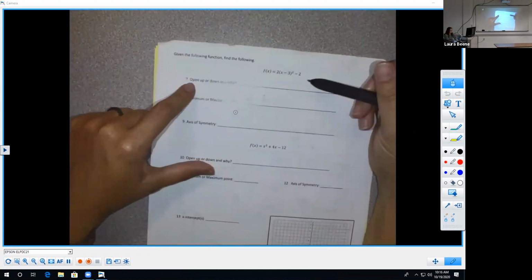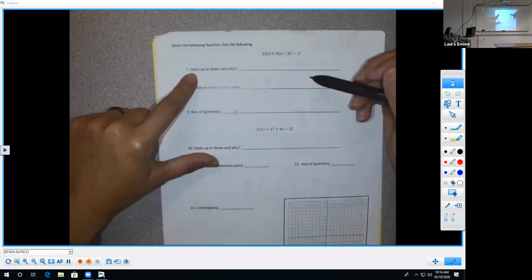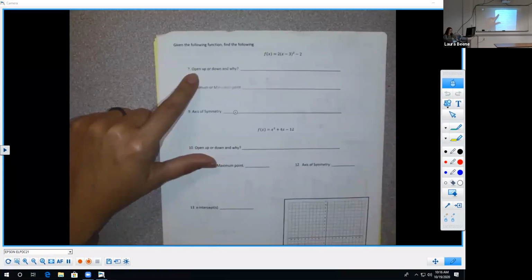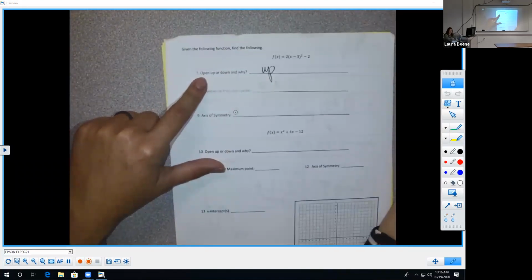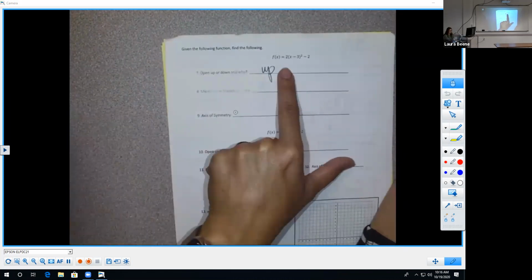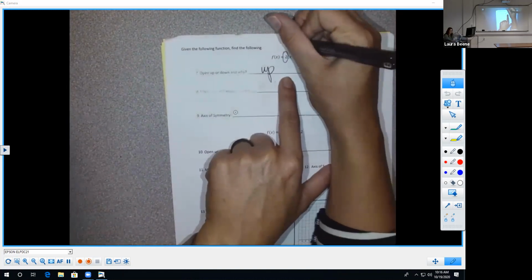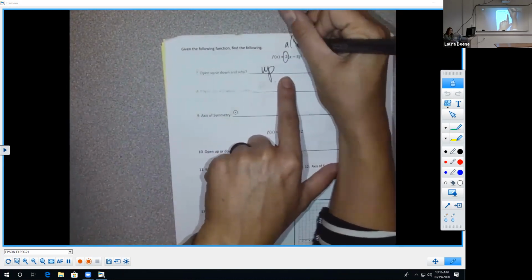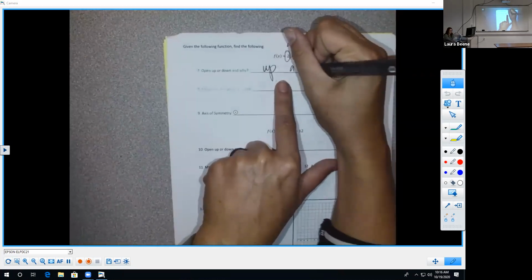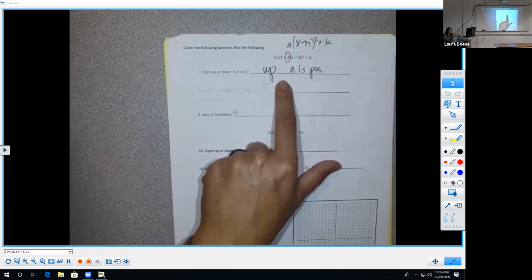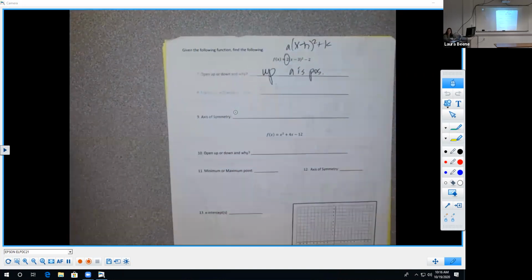Okay, so does this quadratic open up or down? Up. How can you tell it opens up? The leading coefficient is positive. In this case, we call that the a value, I believe. A times x minus h squared plus k. So a is positive. You can say leading coefficient is positive. You can say 2 is positive. I don't really care how you say it. Just tell me that positive goes up.